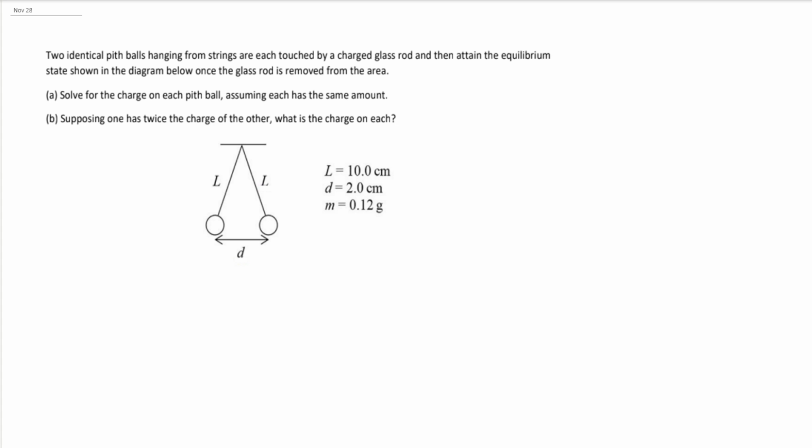Two identical pith balls hanging from strings are each touched by a charged glass rod and then attain the equilibrium state shown in the diagram below, once the glass rod is removed from the area. Okay, so obviously they're sort of being held apart in a strange little circumstance.